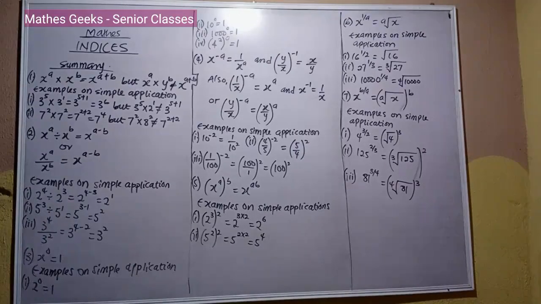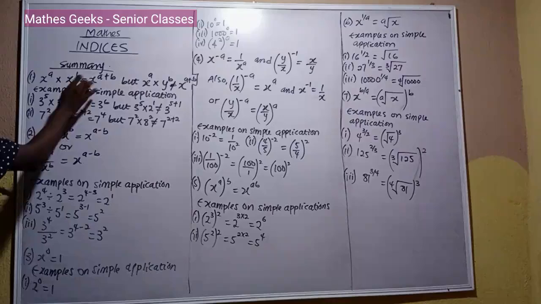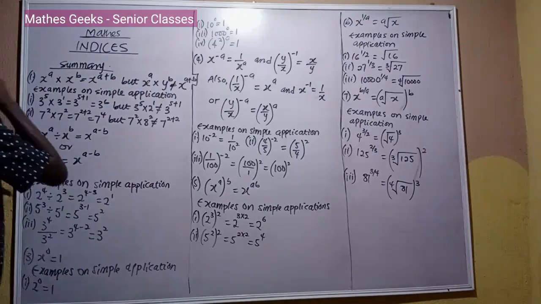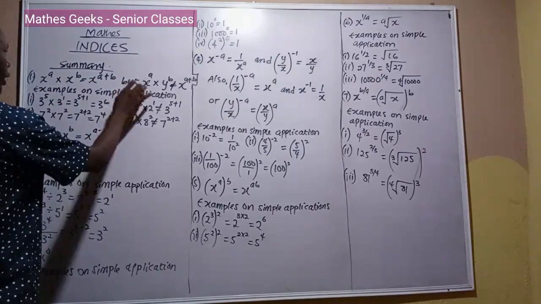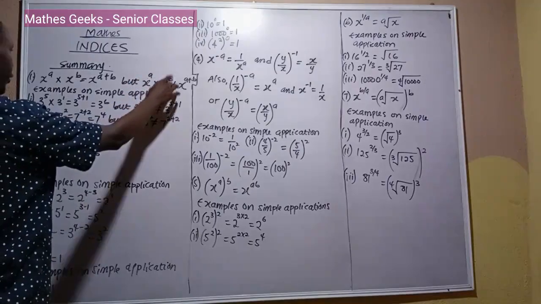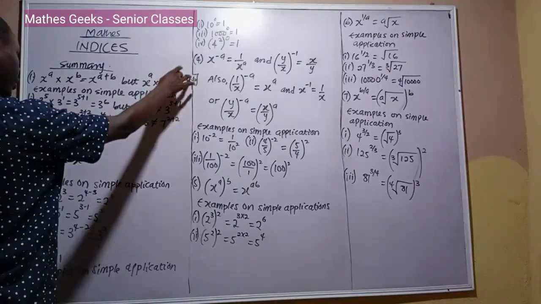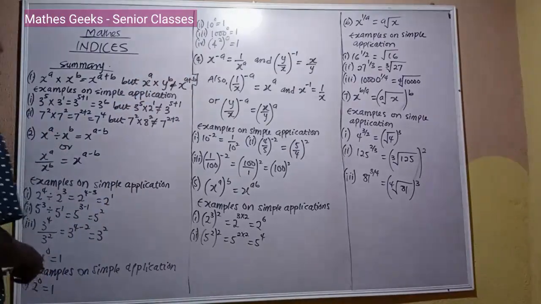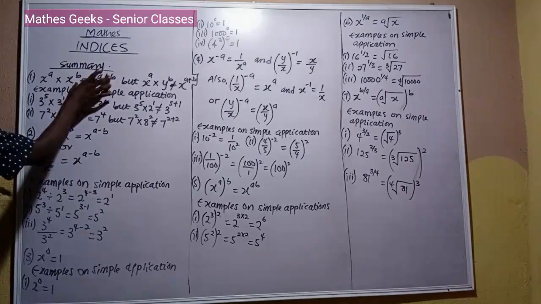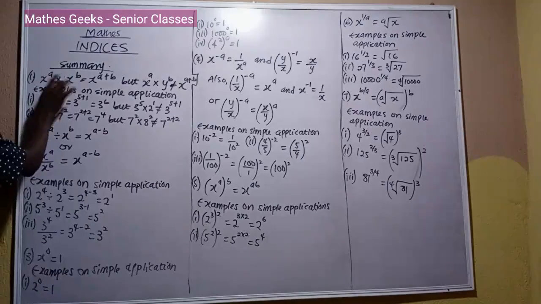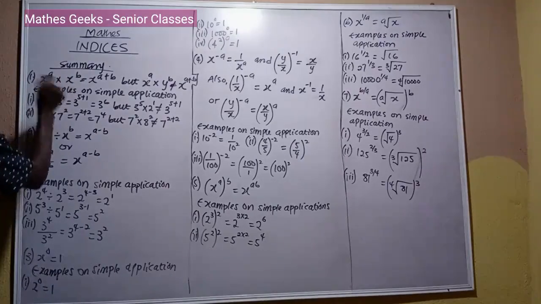Well, number 1, I changed the letters. x raised to power a times x raised to power b is equal to x raised to a plus b. What you should notice is that x raised to a times y raised to b is not equal to x raised to a plus b. This means that for the law of indices to be applicable, the bases must be the same, or it must be alike, similar.